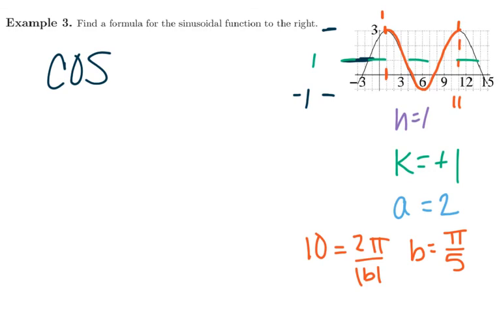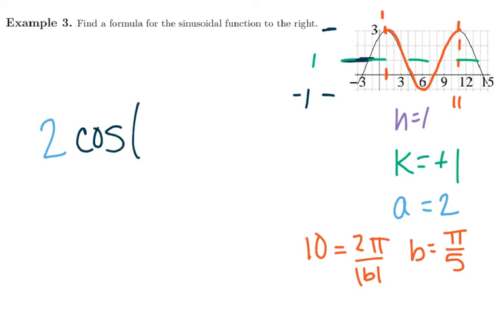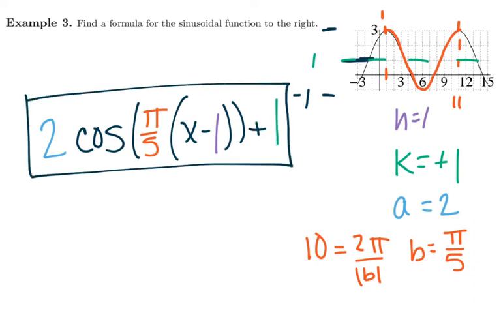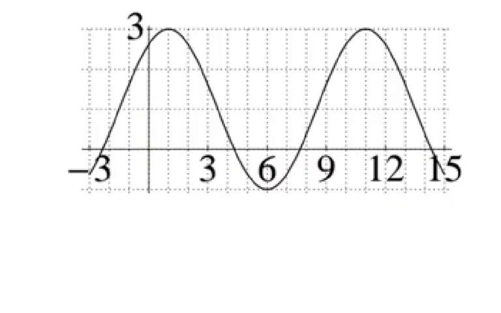So now I've got my B, my H, my A, and my K, and I can plug all of those in to find a formula for this function. My A is 2, and I chose cosine. My B is pi over 5. My H was 1. And my K was positive 1. So this is my final answer.